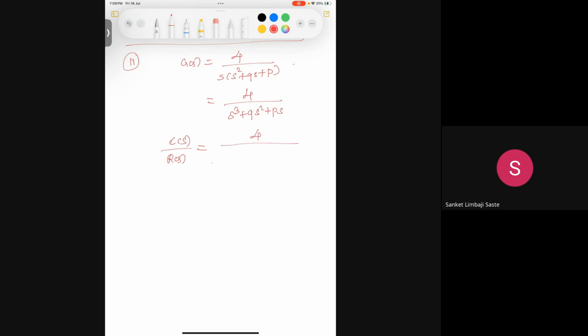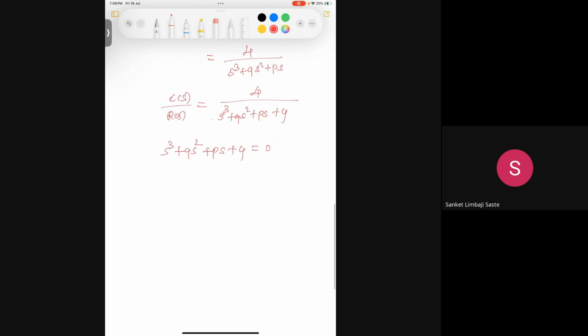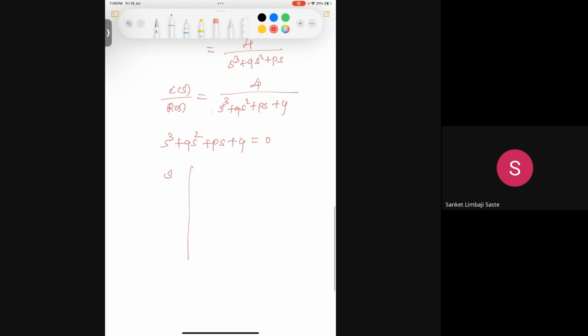Okay, 4 by s cube plus 9s square plus ps plus q. Now you will get the characteristic equation for this, because the stability of a system depends on the closed loop equation. S cube row: 1, p; s square row: 9, 4. Now if you find the next element, it is (9p minus 4) divided by 9.